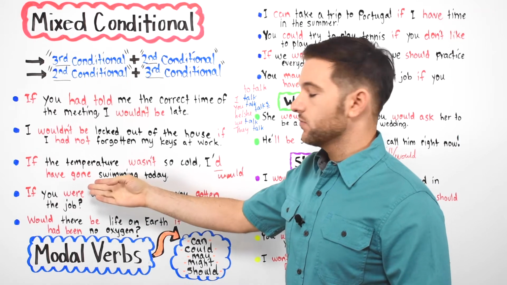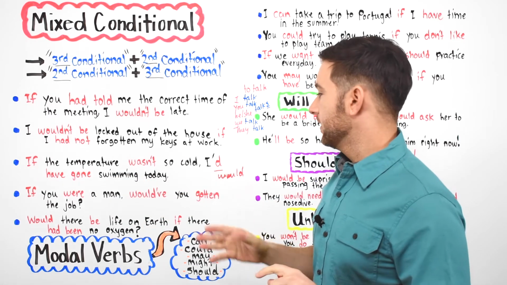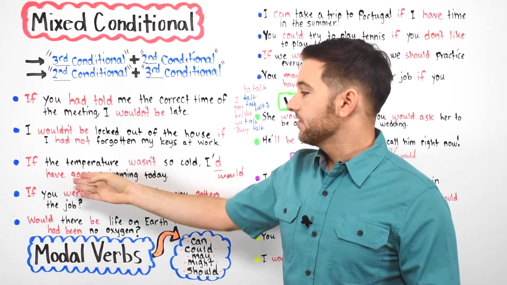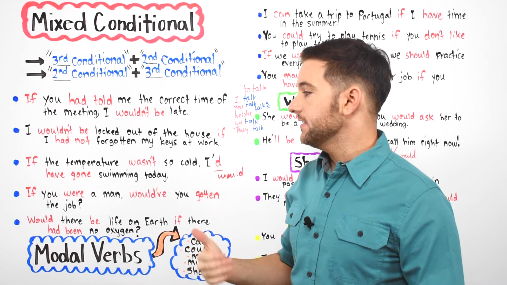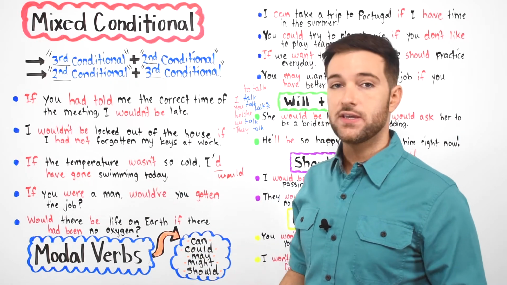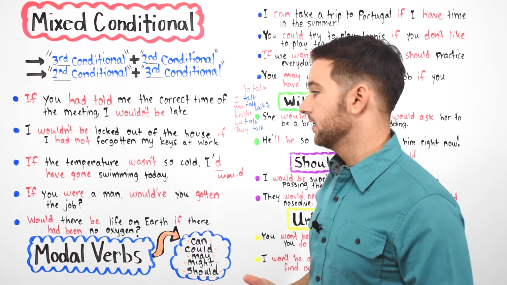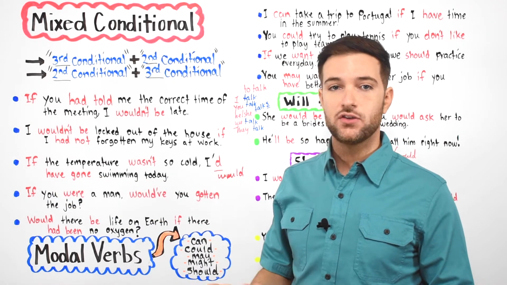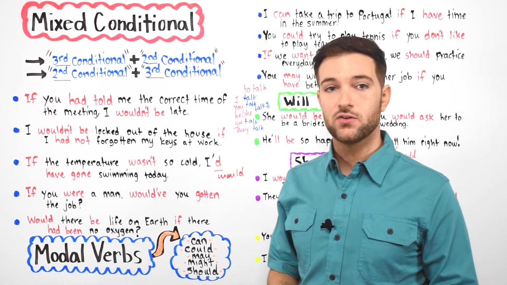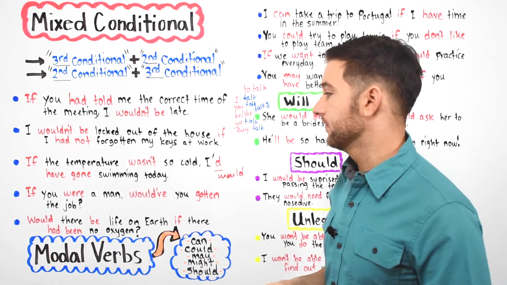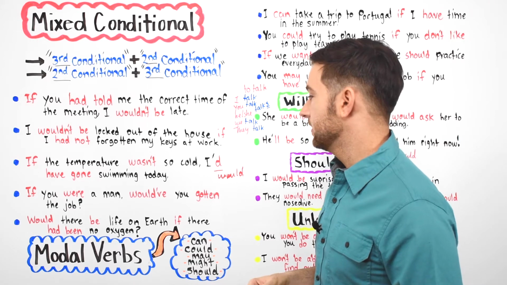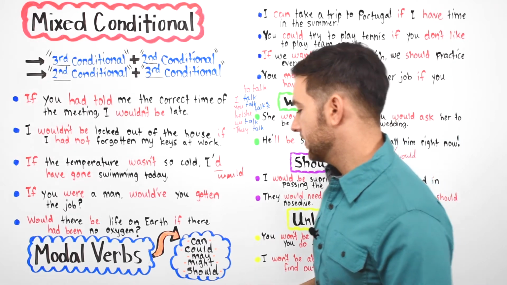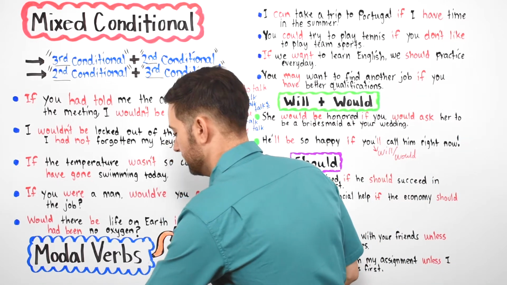For example, I just want to clarify something. I have gone, you have gone, he has gone, she has gone, we have gone, they have gone. But if you don't want to use have, you could say I went, you went, he, she went, we went, and they went. Okay? So let's go ahead and look at a few other ones.